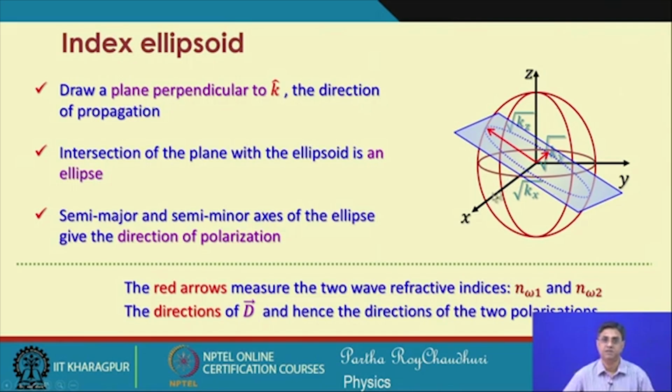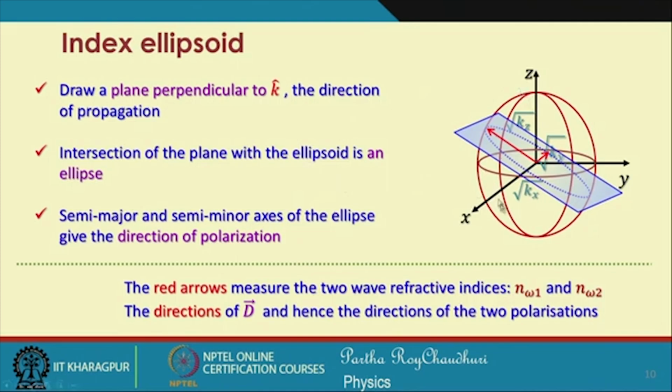If I specify the direction of propagation of the wave, then we construct a plane which is perpendicular to the direction of the propagation of the wave, and this plane will now intersect the ellipsoid in a circle. You can see that there is a dotted circle, which represents the intersection of the plane with the ellipsoid. Now, the semi major and minor axis of the ellipsoid will be the direction of polarization. This is as simple as that.